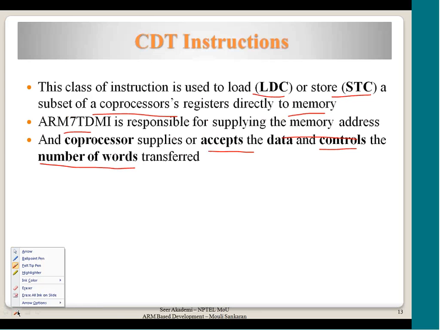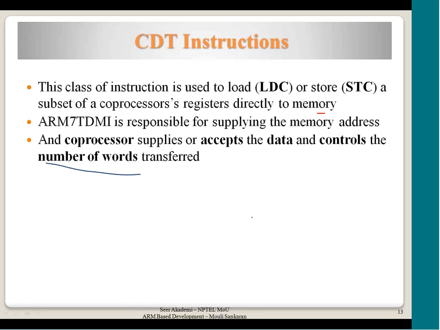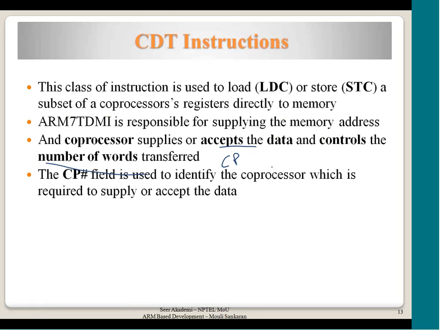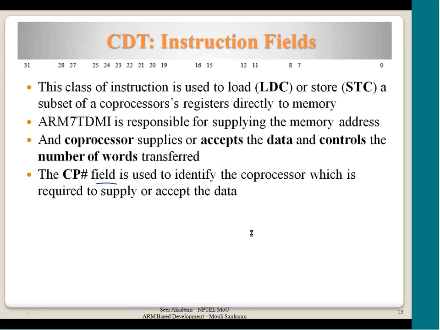Let me take some other color. So the number of words is very, very important, you should remember that. That is also controlled by the coprocessor, apart from accepting or providing the data. It also controls the number of words. I will tell you how it is done in the next slide. Then the CPU field identifies the coprocessor which has to do the job, and the coprocessor will only respond if its number matches, of course this you know.